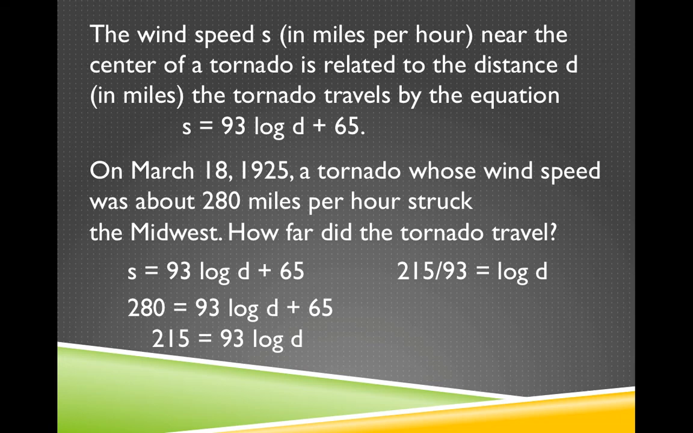215 divided by 93 is equal to the log of d. Notice this is the common log, L-O-G. I'm now going to change that to exponential form. 10 to the 215 divided by 93 is equal to d. Now I can type that into my calculator and find out that the distance that the tornado travels is approximately 205.03 miles.